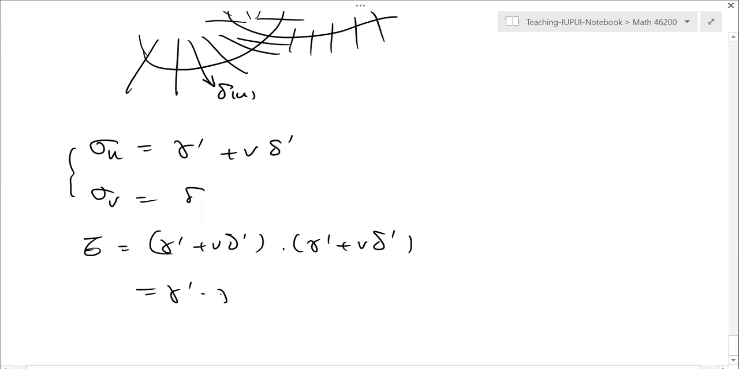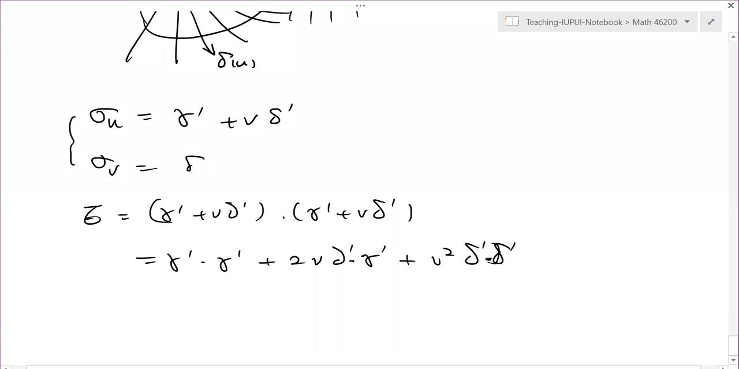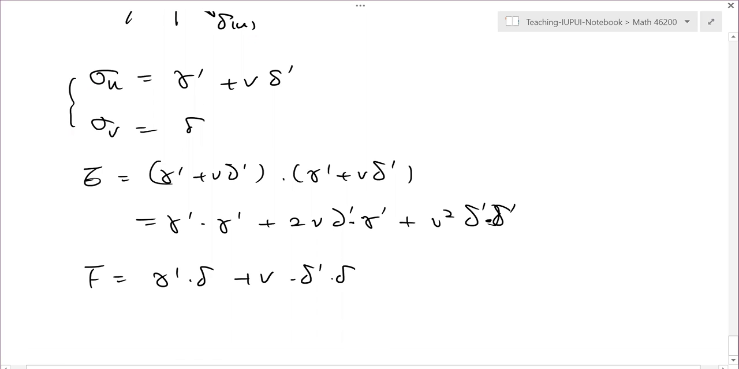So it will be gamma prime, okay? And twice of V delta prime gamma prime, plus V squared delta. F is going to be gamma prime delta plus V delta prime delta. And the G is going to be delta.